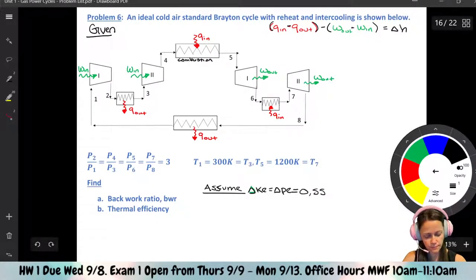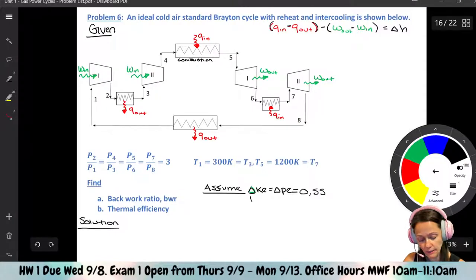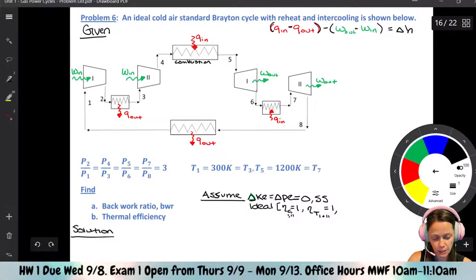So here we go. Let's get our solution here. First things first, I want to get my governing equation. I do note that they say it's an ideal cold air standard. So I could put something like ideal. What does that mean? That means that the isentropic efficiency of each of those compressors, 1 and 2, and the turbines, 1 and 2, each of those is 1. But it also tells me the pressures are equal to one another, so I don't have any pressure drop from 2 to 3.